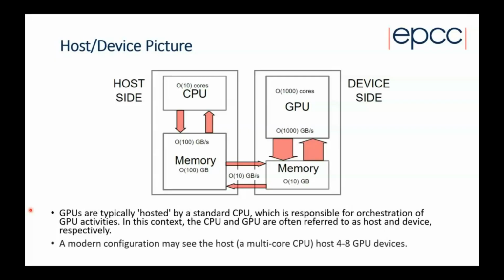So that's why you get this concept of a host and a device, or a host and an accelerator. Modern configurations see a host, or multi-core CPU, host 4 or 8 GPU devices. That's very common in modern node architectures.